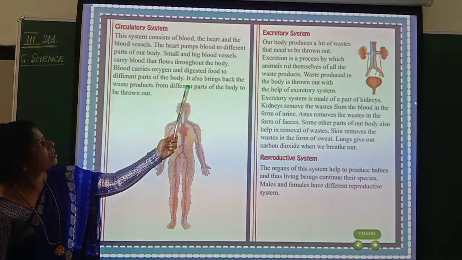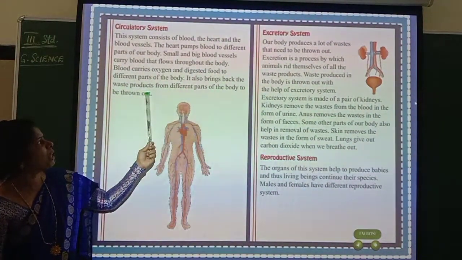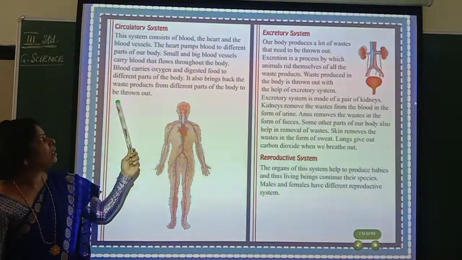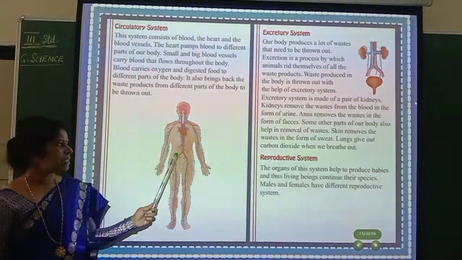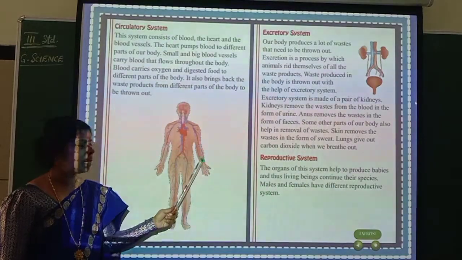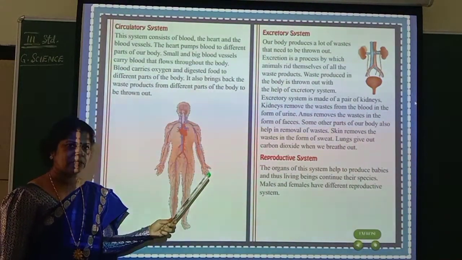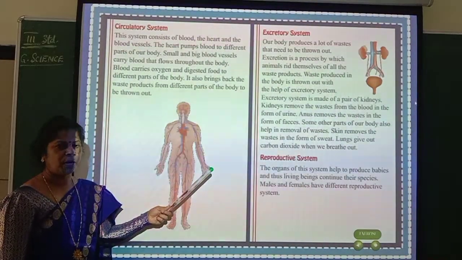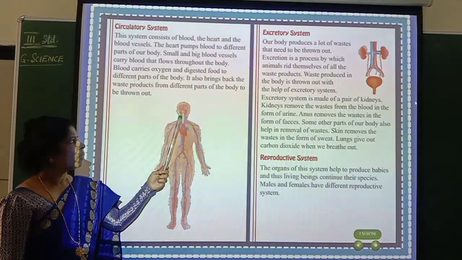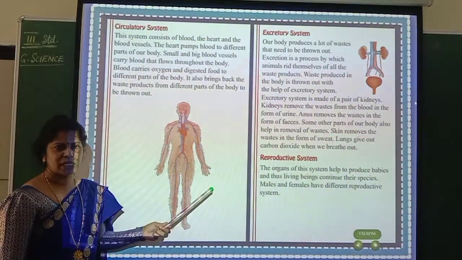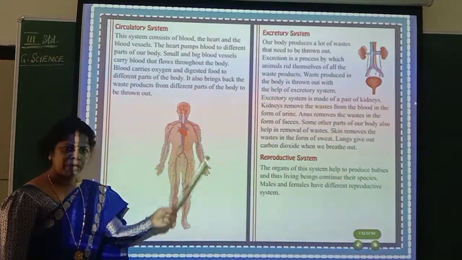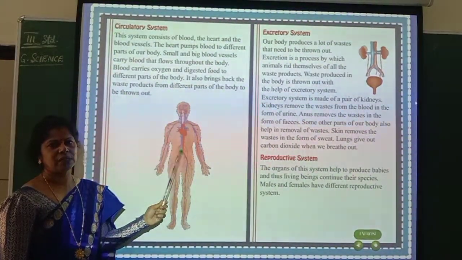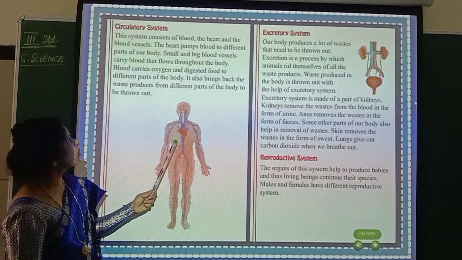Okay. So the blood also brings back the waste products from different parts of the body to be thrown out. So what is this blue color I said of blood vessels? It is carrying all the waste materials which are produced in our body. And that will be thrown out of the body. How? Through breathing, through excretion and all those things. Everything is done with the help of the blood vessels. Did you understand? That's about the circulatory system.